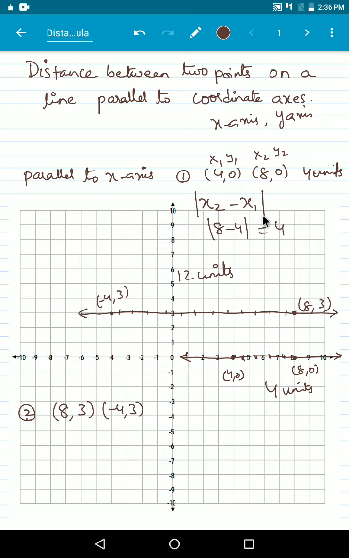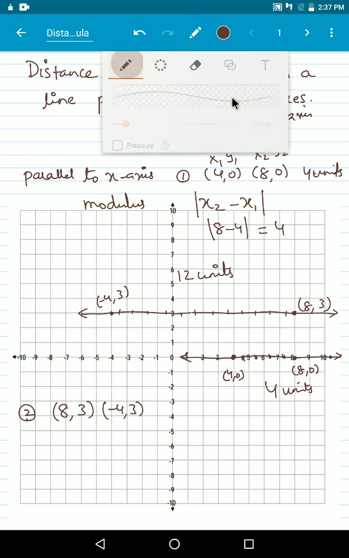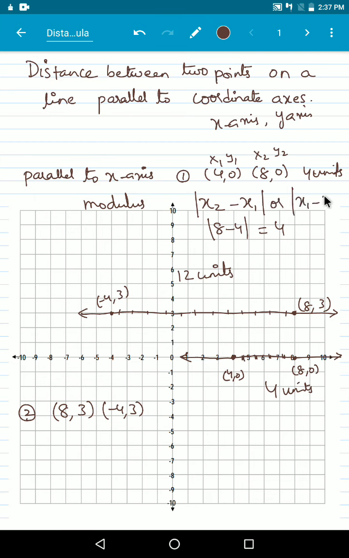What are the straight lines? These are modulus. Modulus means we will take only the absolute value, we will not take the negative value, right? For example, you can write this as x1 minus x2 also. Substitute x1 as 4, x2 is 8. So 4 minus 8 will give us minus 4. But we will not take negative 4 because distance cannot be negative. We will take the positive value only, the value, not the sign. Alright, so we can write the formula as modulus of x2 minus x1 or modulus of x1 minus x2.